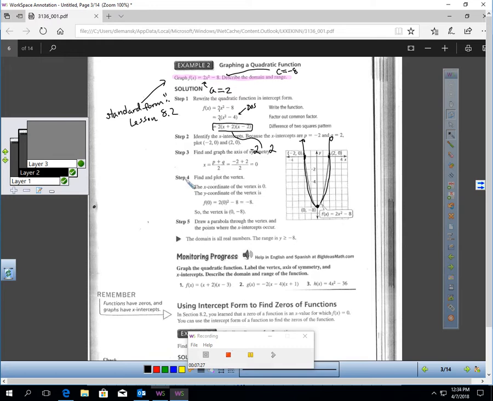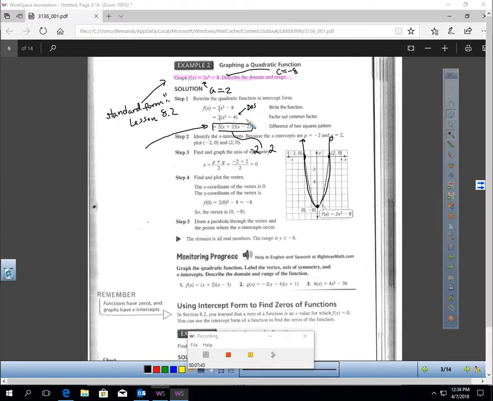Okay? I would let you use a calculator on this. I personally probably would have just kept it in standard form and just graphed it from there, but it's what I'll do on a quiz or test. I might ask you, what are the x-intercepts of this graph? In that case, you would want to be able to factor it so you can put it in intercept form.